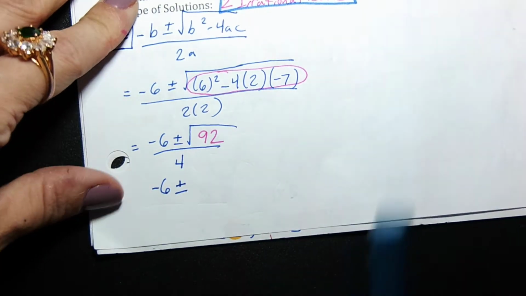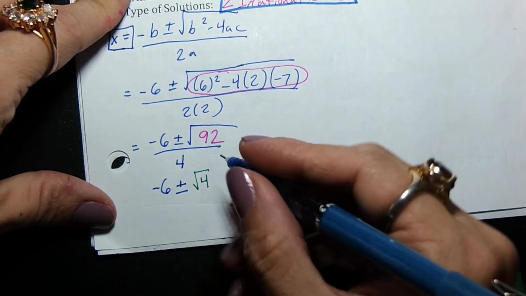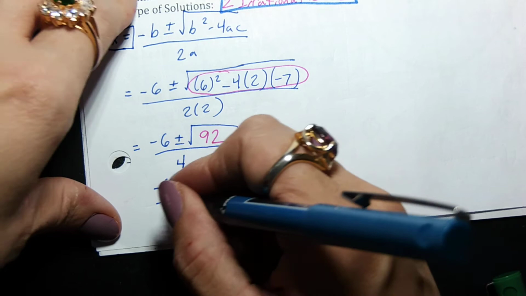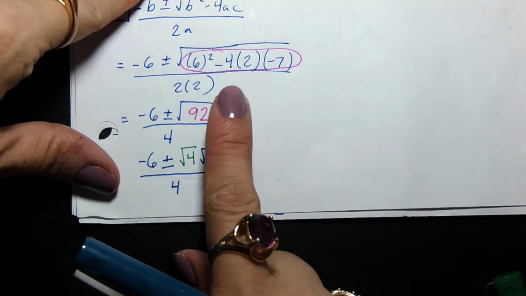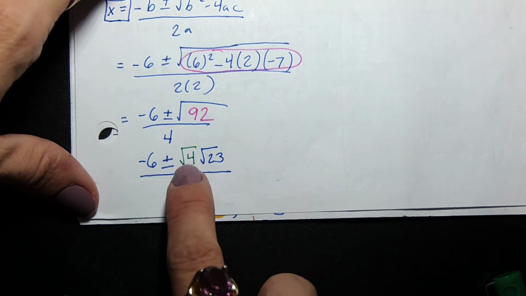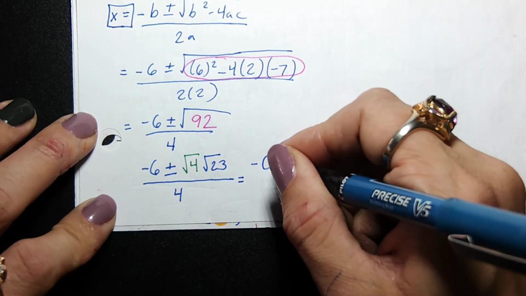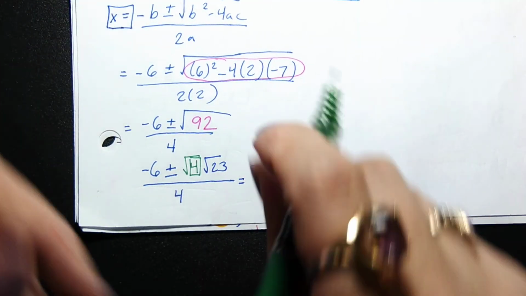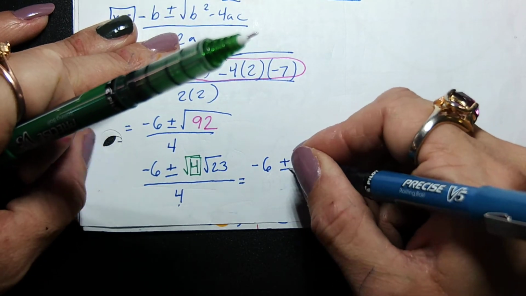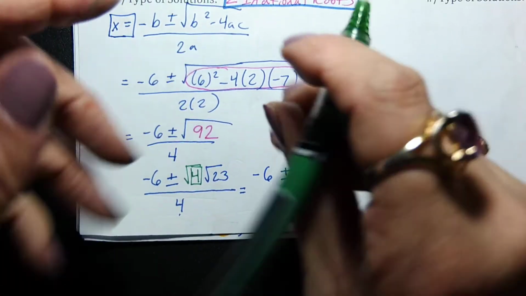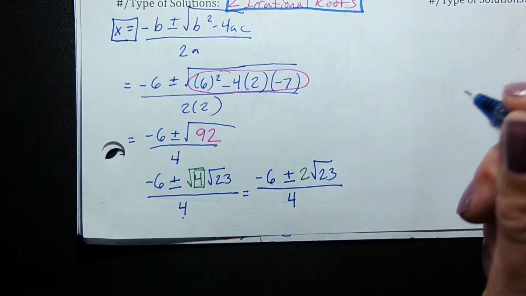So negative 6 plus or minus square root of 4 times square root of 23. Sometimes students get weird about where the plus or minus is and where everything is falling in the problem. All we have done is replaced square root of 92 with those two multiplied together. From here, we simplify the square root of 4 to be 2. So don't try to cancel out that square root of 4 with 4 because we proved on the board that you can't do that. So negative 6 plus or minus 2 radical 23 all over 4.